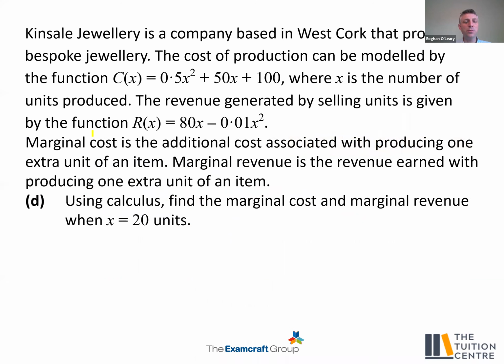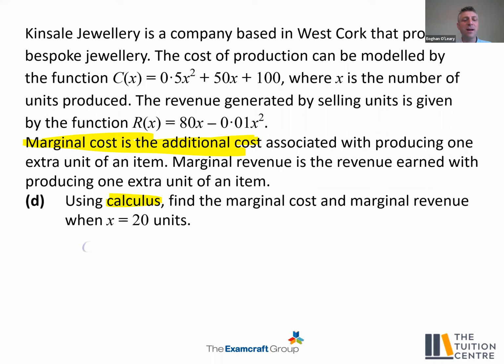Now this part here, for a student who reads this, again, the language could throw them off, but if you read through it there, it says marginal cost is the additional cost associated with producing one extra unit of an item. Marginal revenue is the revenue earned with the production of one extra unit of an item. Using calculus, find the marginal cost and the marginal revenue when x is equal to 20 units. So it's giving you the hint here. Marginal cost is additional cost. An additional cost is the change. It's the rate of change of the cost.